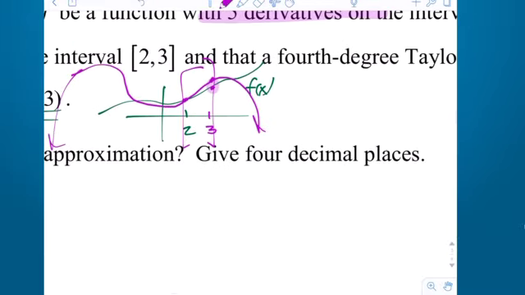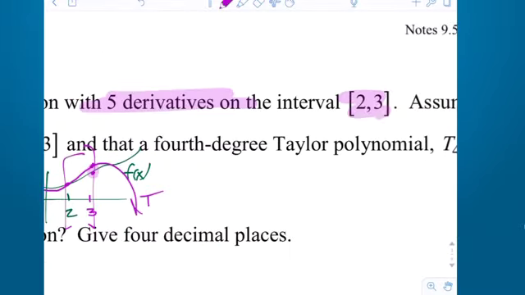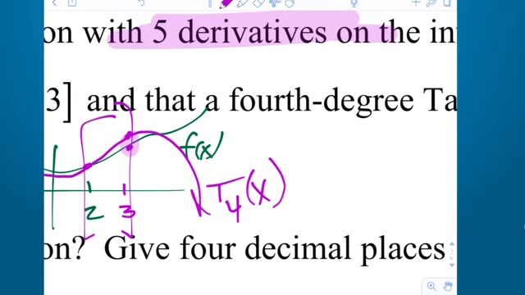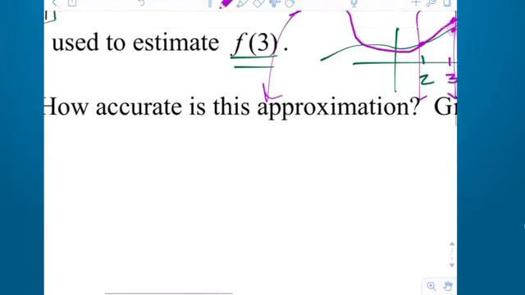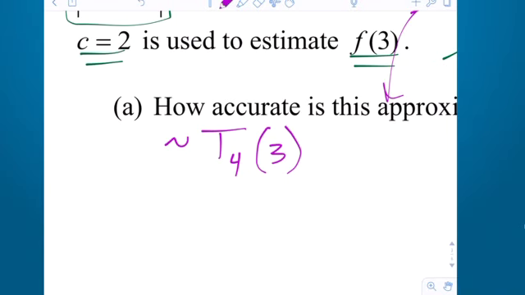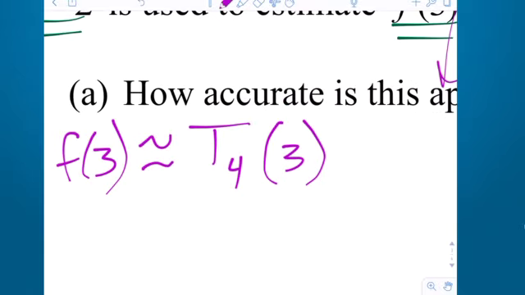Let's go ahead and do this. If we call the purple function T sub 4 of x, is everyone okay with the idea of a Taylor polynomial? We're using a polynomial to approximate some function f. They're always the same at the center, and then after that, they kind of drift apart. Just like we would with the tangent line, we want to see what is T sub 4 of 3, because that is going to approximate f of 3. Just like with linearization, we said f of something is approximated by L of something. We want to know how good is that approximation.